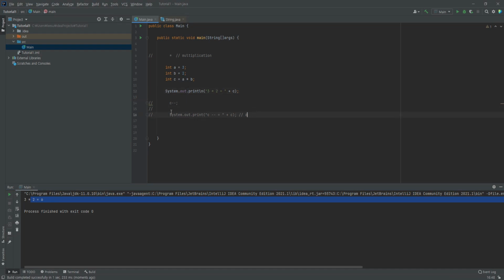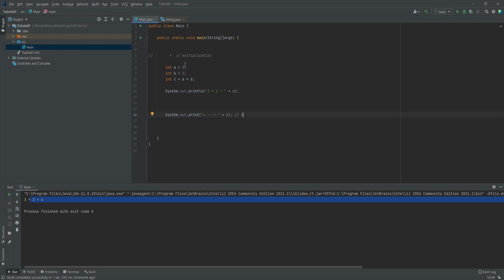For multiplication and division, we don't have the increment and decrement value. We couldn't simply do something like C star star. Yeah, it says it's a syntax error, so there's no such thing. Only plus plus and minus minus work for incrementing and decrementing values.